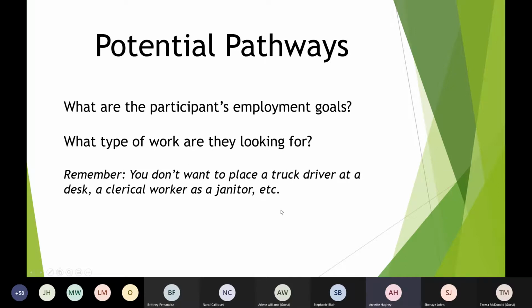Of course, if someone wanted to come in for CDL training, we wouldn't want to put a truck driver as a receptionist, or if we had a clerical worker, we wouldn't want to make them a janitor. So we have to make sure that we place them in a work experience that's relevant to them, something of their interest. We have to make sure that they tell us what type of work they want to do. Unfortunately, in these days and times, a lot of people just want to work to earn money. So we have to put them in something of their interests.